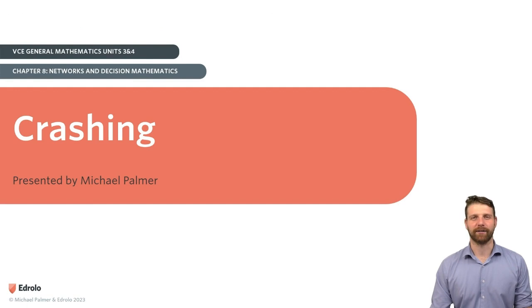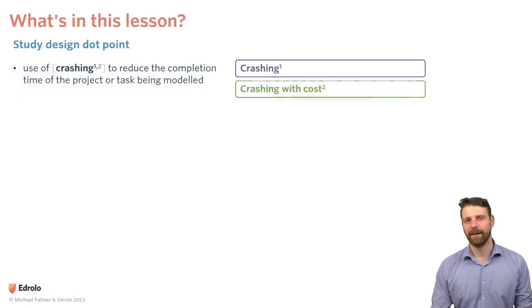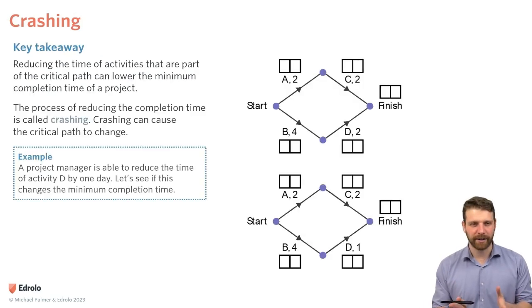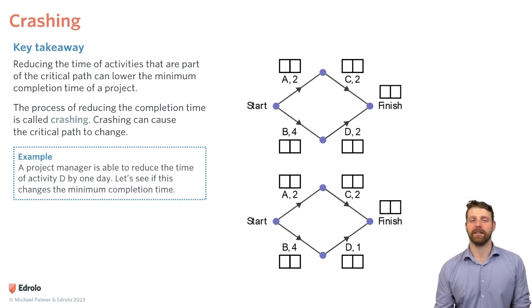Okay, today's lesson is about crashing. Let's have a look. Today, we're looking at crashing and crashing with cost. Let's just dive in and have a look at what exactly that is. Okay, in crashing, our key takeaway is reducing the time of activities that are part of the critical path can lower the minimum completion time of a project. The process of reducing the completion time is called crashing. Crashing can cause the critical path to change.